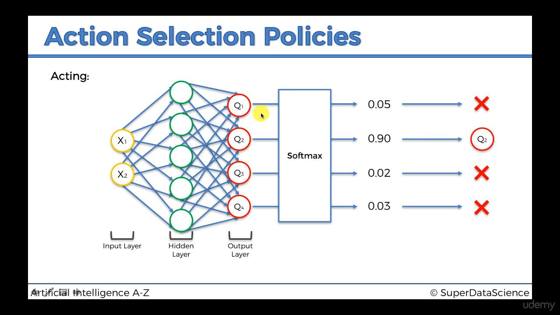So the best action will always have the highest probability because it has the highest Q value, and therefore here we're going to use these as our distribution, and we're going to say, okay, we're going to be taking Q2 90% of the time. But 5% of the time, we're still going to be taking Q1, and 2% of the time, we're going to take Q3, and 3% of the time, we're going to be taking Q4.